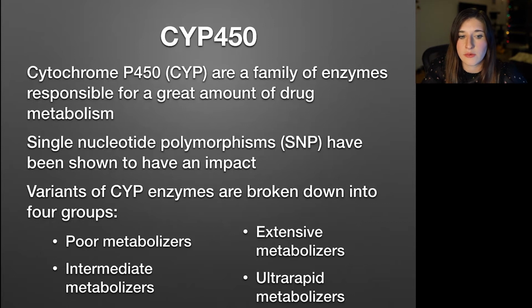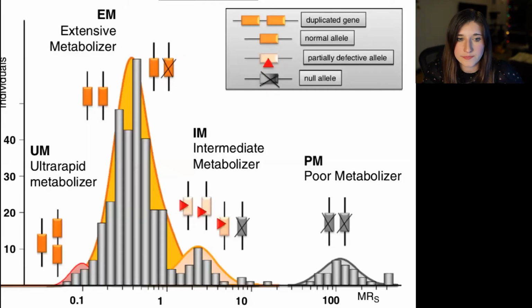Cytochrome P450 or CYP are a family of enzymes responsible for a great amount of drug metabolism. I think it's something like two-thirds of most drugs are metabolized by a CYP gene, which is a lot. Polymorphisms in these genes can be caused by a single nucleotide change. They're very, very sensitive, very complex genes. And these variants are broken down into four phenotypes: poor metabolizers, intermediate metabolizers, extensive metabolizers, and ultra-rapid metabolizers.